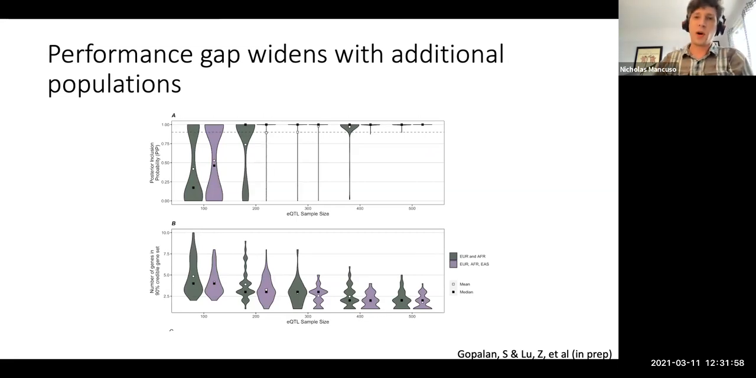Unsurprisingly, this performance gap widens if you include additional populations. Everything we showed up until this point were just simulations based on European and African ancestry individuals. If we compare multi-ethnic focus using 2 populations versus 3, where we also include simulations for individuals of East Asian background, we see, again, improved performance. It's not super surprising that it does better. It's leveraging additional heterogeneity, not only in LD, but also in eQTL diversity.